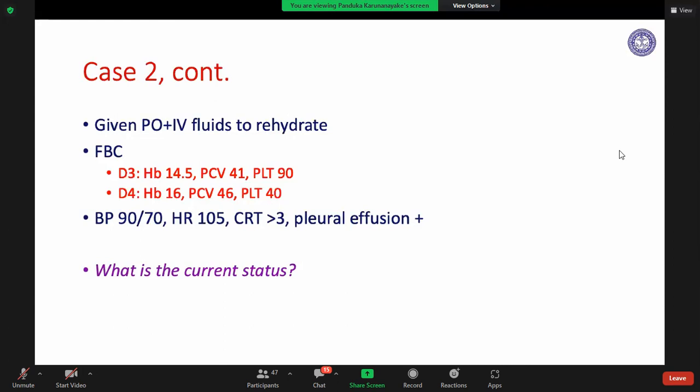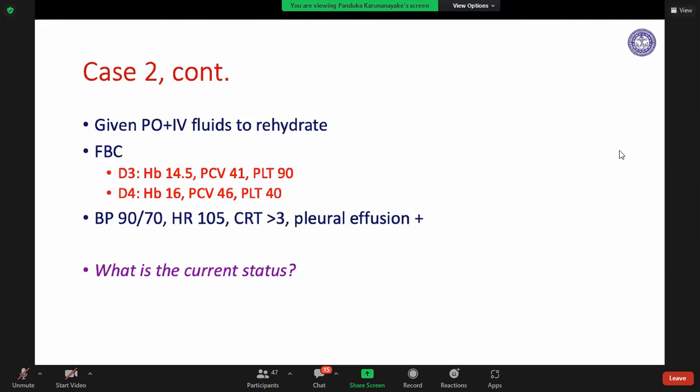In addition to that, you can say she is also in shock because the systolic pressure is 90, heart rate is more than 105, and the refill time is more than 3 seconds. So she is definitely in hypotensive shock, not even compensatory shock, and it is because of leakage. That's why there's so much hemoconcentration. So day 3, she came with dehydration. We corrected the dehydration. Day 4, she went into leakage and hypovolemia and hypotensive shock.